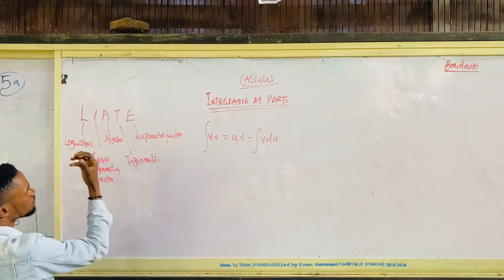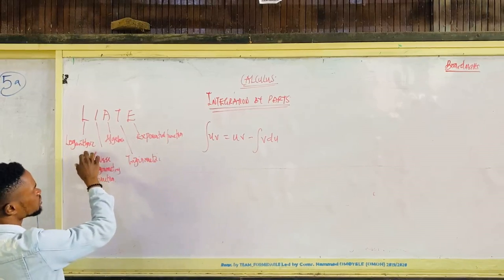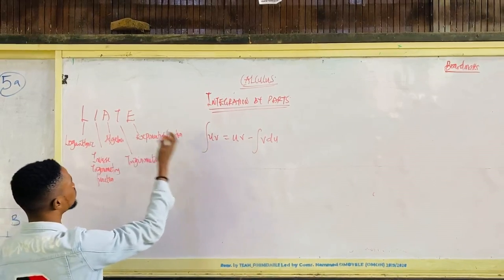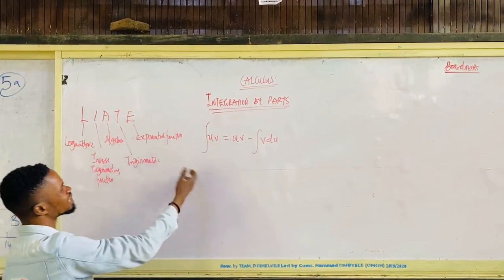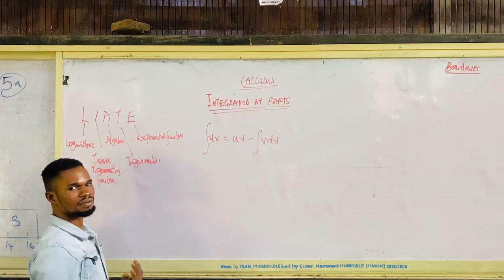We are given two functions. If the first, u, is a logarithm function, and the second is an exponential function, that means your u is the logarithm function, and your dv is the exponential function.